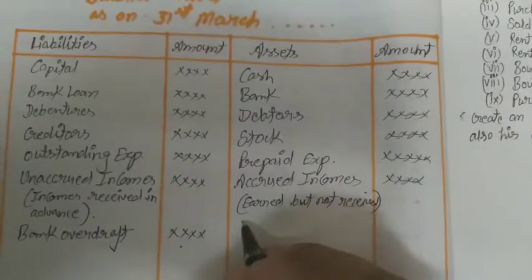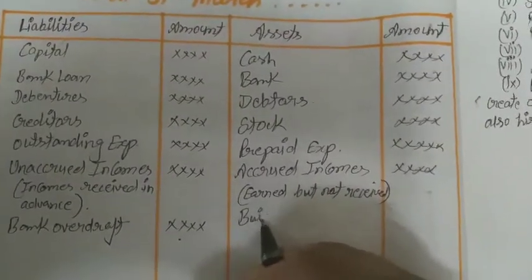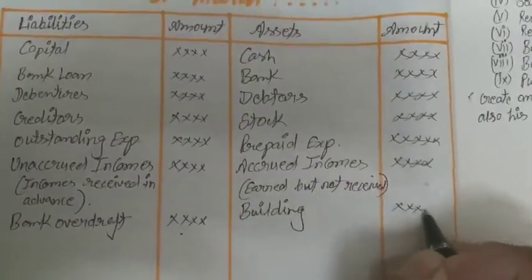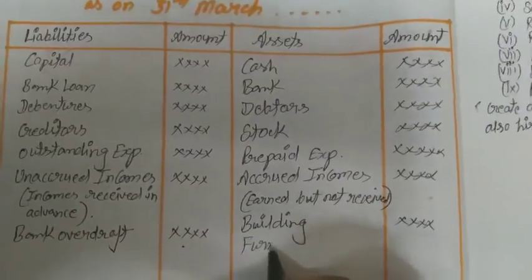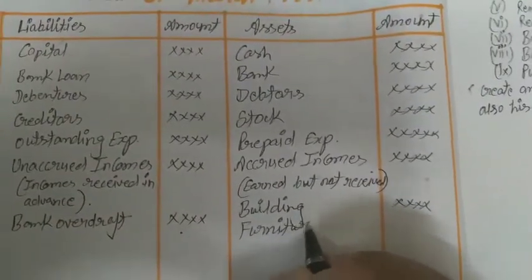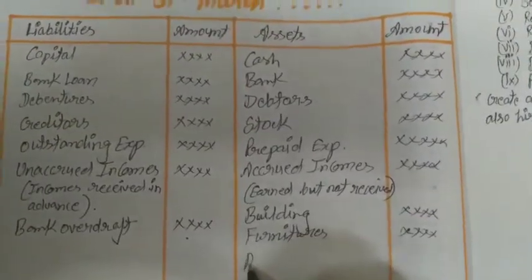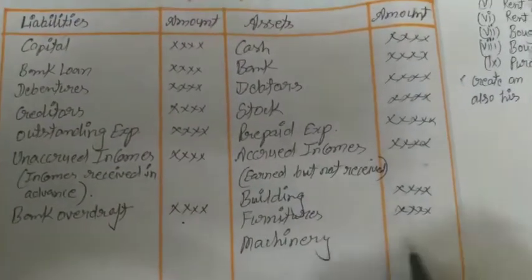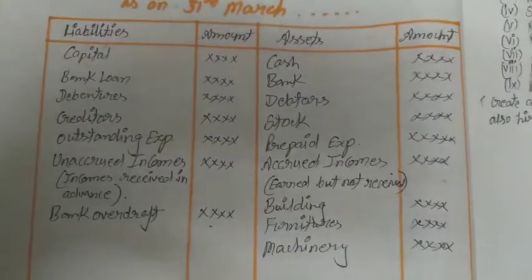Next, building. Any building if we have purchased, or if we have any value for a building in our business. Furniture, machinery, any assets we have in the business, all those will come under the asset side.